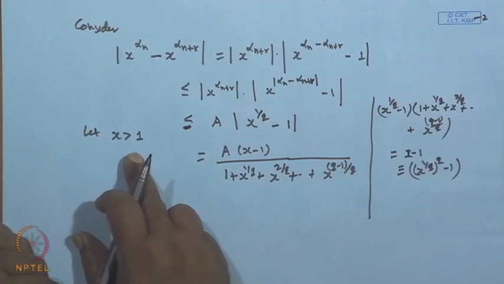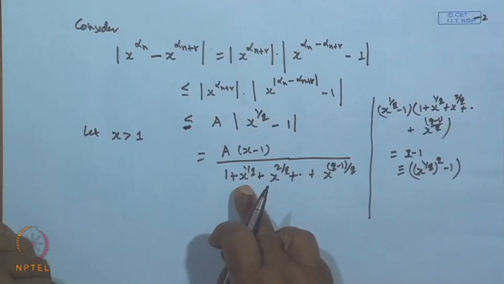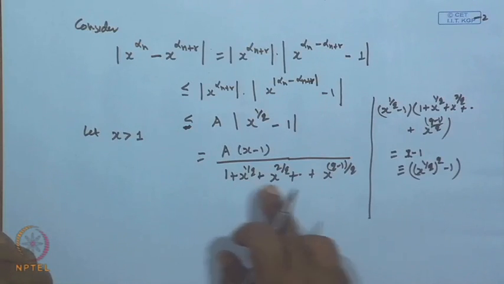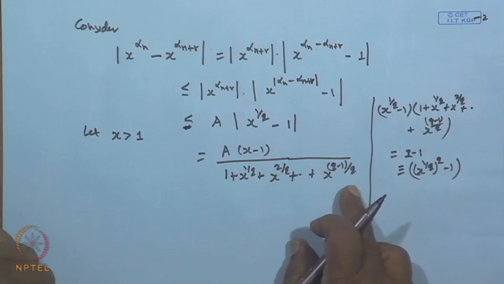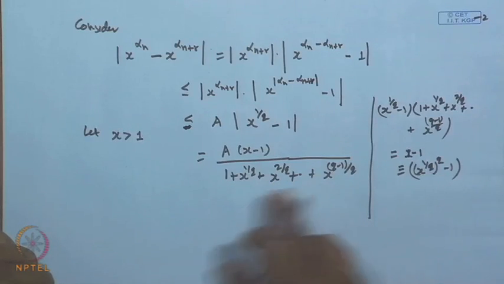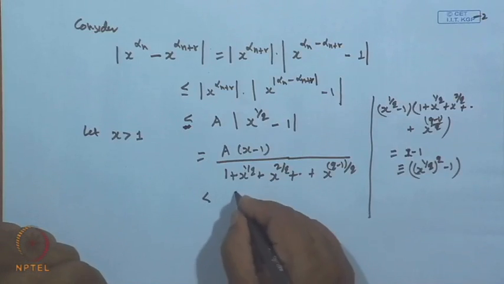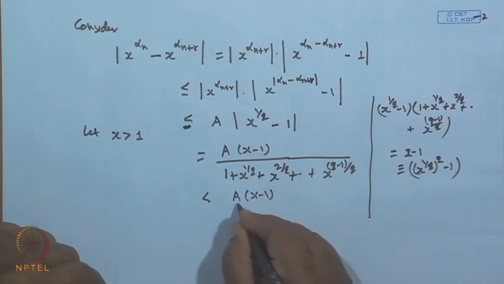Now, since x is greater than 1, each of these terms in the denominator is greater than 1. x to the power 1 by q is greater than 1, x to the power 2 by q is also greater than 1. So, the total number of terms is q. So, basically this is less than a x minus 1 by q.